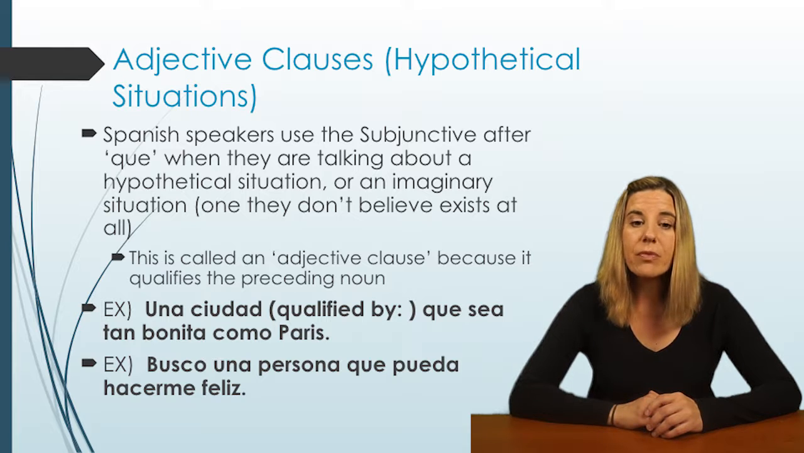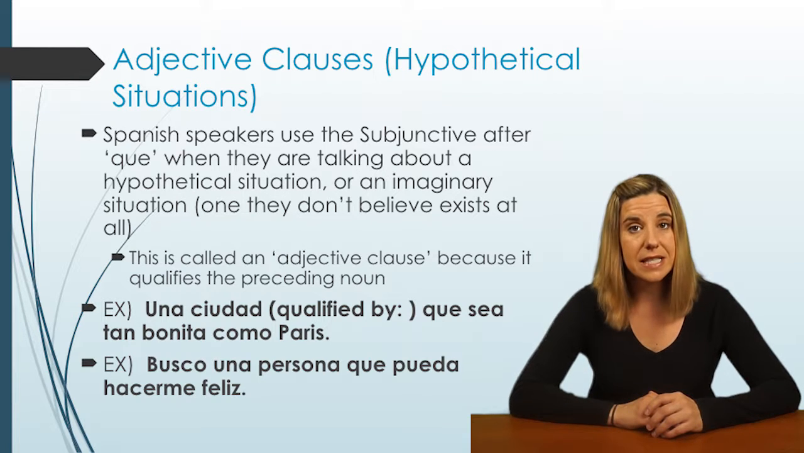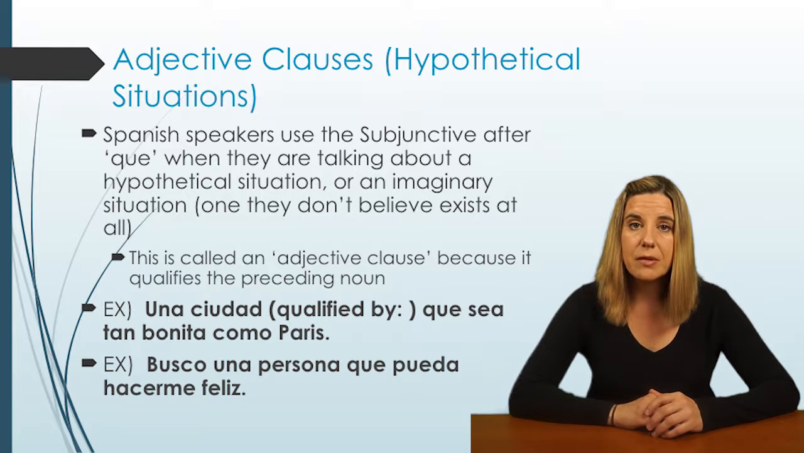Consider the example, una ciudad que sea tan bonita como Paris. In this example, una ciudad is being qualified by que sea tan bonita como Paris. The speaker doesn't really know if such a city even exists, which is why it's considered hypothetical. And this is why we use the subjunctive verb sea in this example. Another example would be busco una persona que pueda hacerme feliz. Similarly, the speaker doesn't know if this person even exists, which is why the subjunctive is needed.